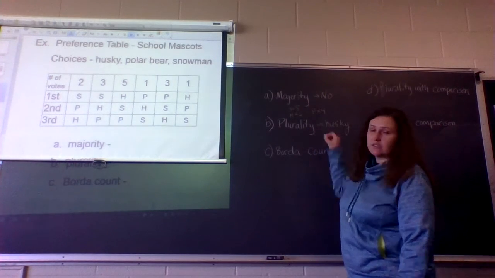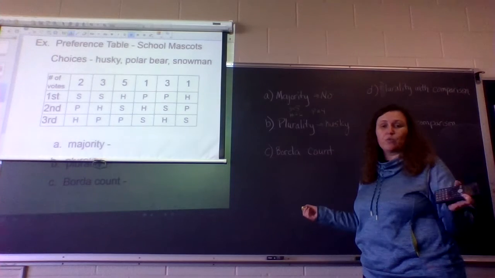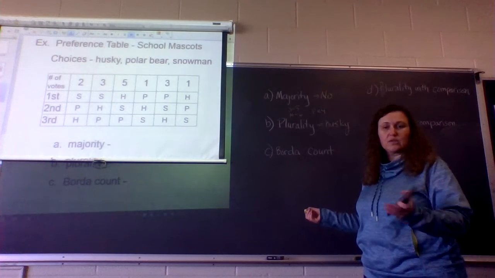So usually there is a plurality winner, unless you happen to have a tie, then it's just a tie. You don't have a winner yet. You'd have to do something.